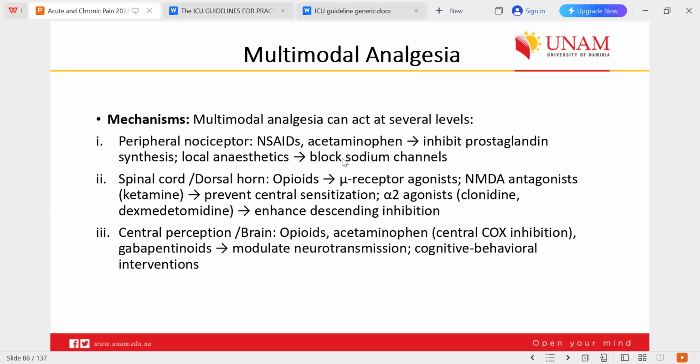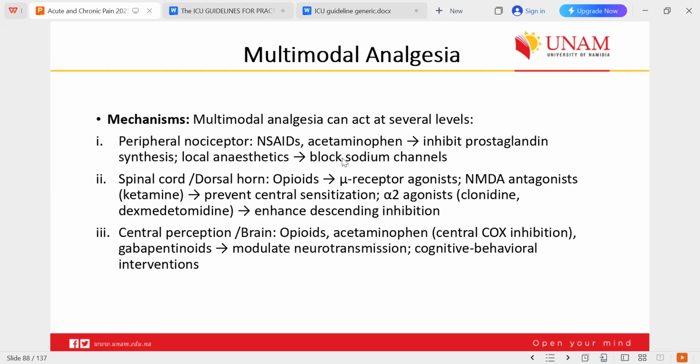It activates mu receptor agonist. Then we have the NMDA antagonists, ketamine and dextromethorphan, which help to prevent central sensitization. The alpha-2 agonists, all of these are acting at the central spinal cord or dorsal horn. Opioids, and acetaminophen, the paracetamol, which has a central inhibition pathway. All of this modulates neurotransmission and also helps with cognitive behavioral interventions.